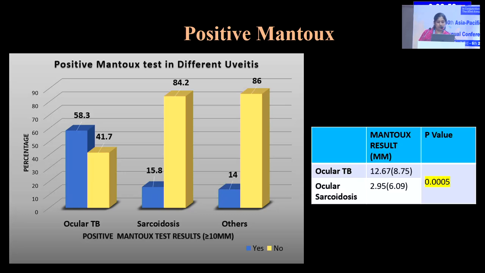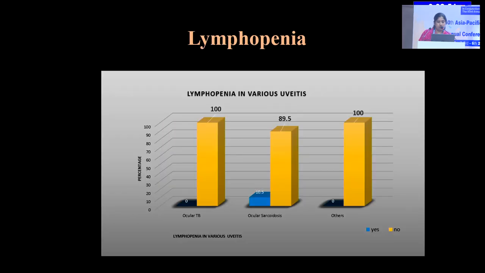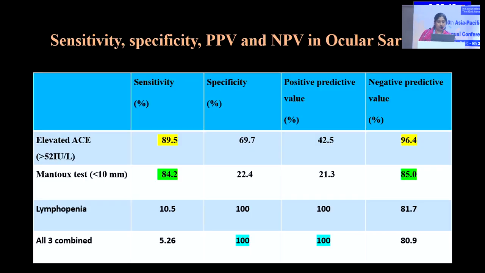The mean value was 12 in TB and 2.95 for sarcoidosis, which was significant. Now, lymphopenia was seen only in the ocular sarcoidosis group, and none of the other groups had lymphopenia. Coming to the sensitivity, specificity, and the predictive value, elevated ACE had a very good sensitivity and negative predictive value in diagnosing ocular sarcoidosis, and also negative MAN2 test also had a good sensitivity and negative predictive value.